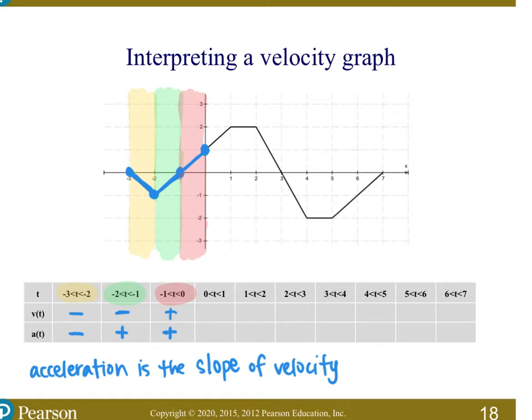The next section of the graph continues in the same pattern. It continues above the x-axis, so that's positive for velocity, and with a positive slope.